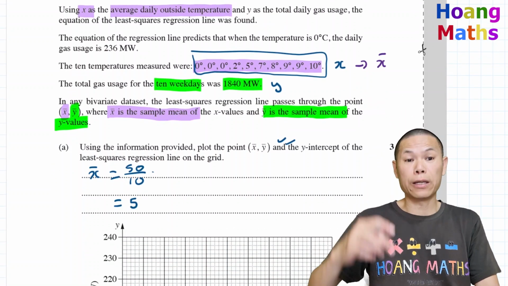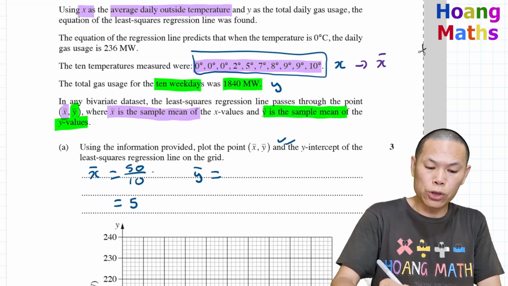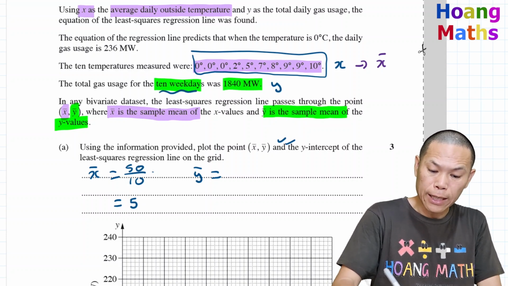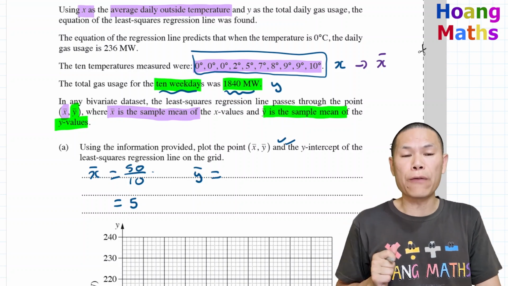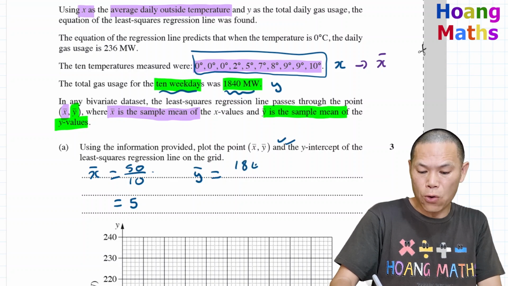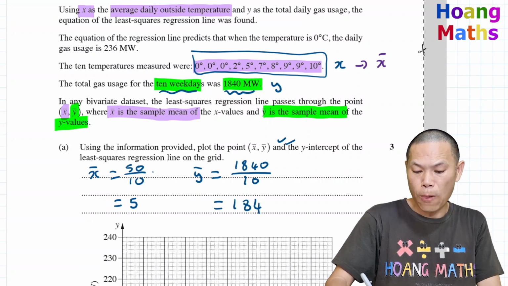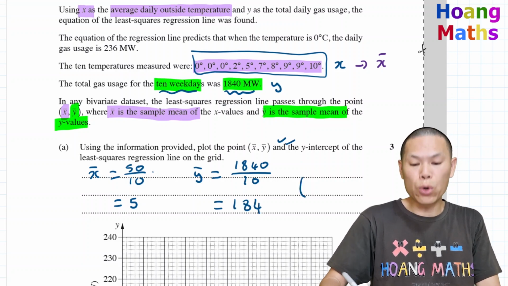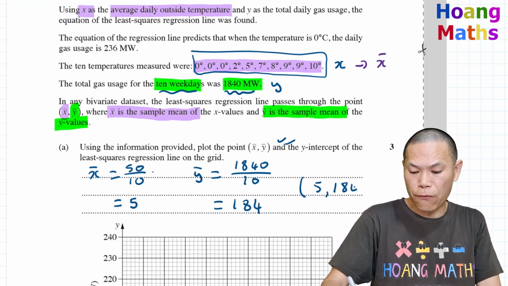And to work out y bar, we know that for 10 days the gas usage was 1,840 megawatts. So y bar, the average of that, is 1840 divided by 10. So the answer is 184. Therefore the coordinate is 5 and 184.